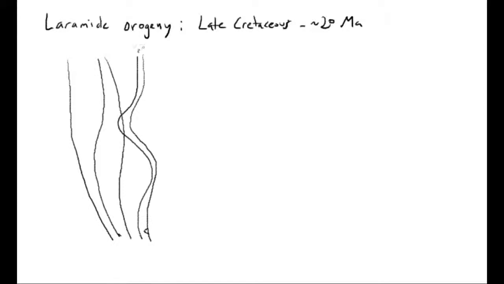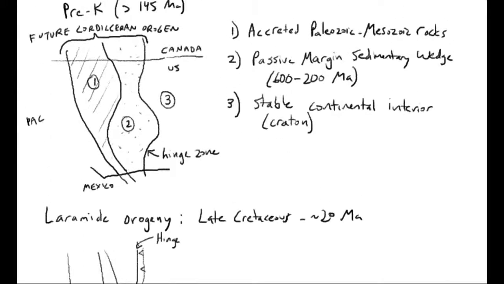So this line here is the hinge we drew before, and it's going to be associated with thrust, a lot of thrusting. So we're putting thrust teeth along the hinge. We could actually go back to this plot as well. We should have put teeth on here, because the accreted stuff is basically thrust onto the passive margin.